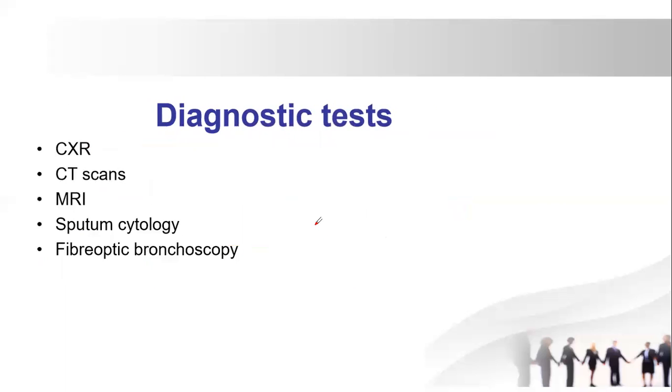Now, how will we diagnose lung cancer? The first and most important feature is the chest X-ray. Then we can also perform a CT scan, an MRI, or sputum cytology to study the sputum of the individual and observe abnormal growth of cells, or to observe cancer cells within the sputum, and then fiber optic bronchoscopy. So we can also visually see through different cameras.